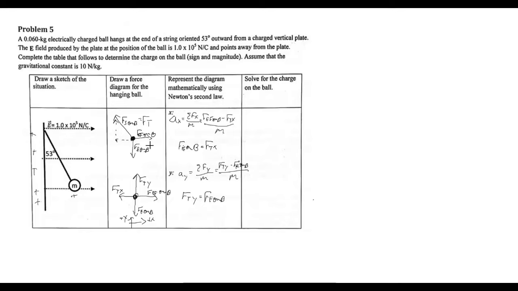So, the things we know. We know what the E field strength is. We don't know what the charge is. We don't know what the tension force is yet. All we really know is the mass and g, which means that we know what the force of Earth is. Because we know the force of Earth on the ball, we can use that and some trigonometry to find out what the force tension is. When we find out the force tension, we can use that in here to find out the force of the E field, and therefore the charge of the ball.